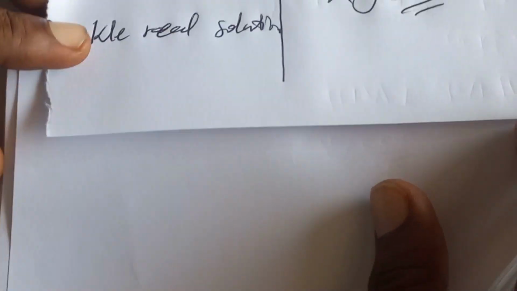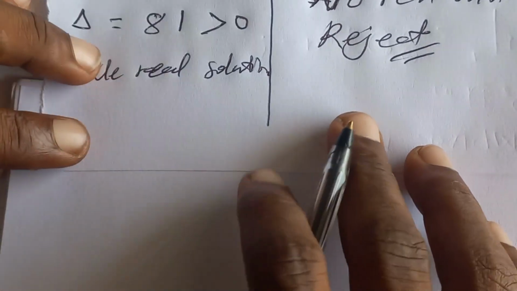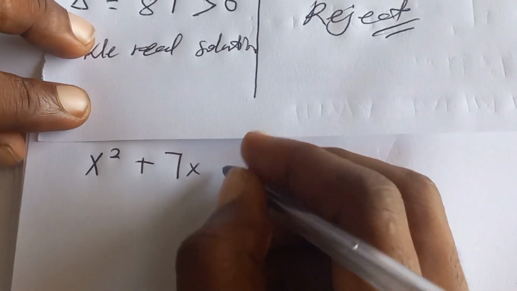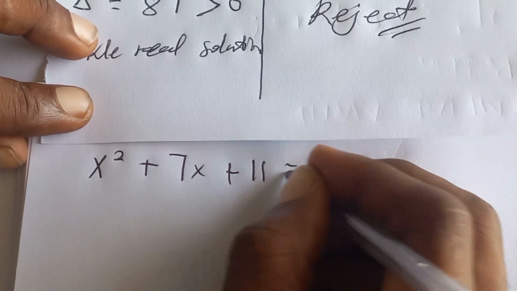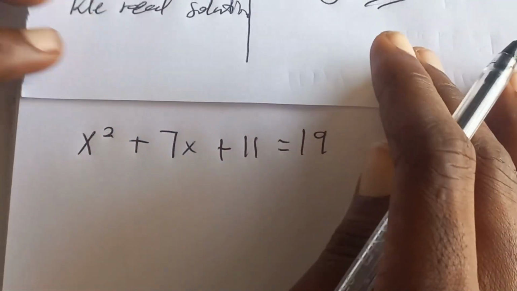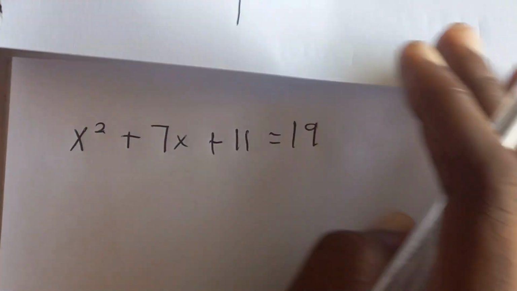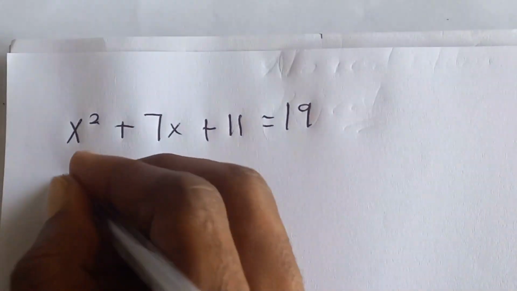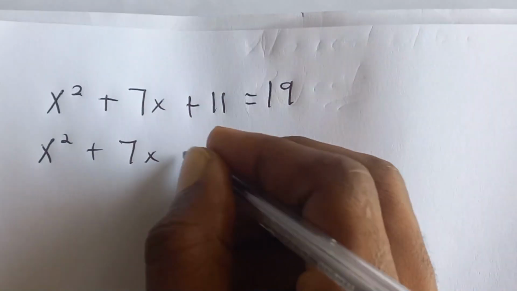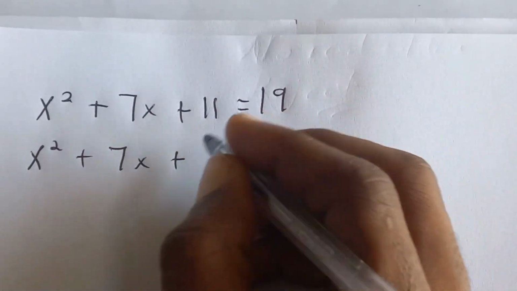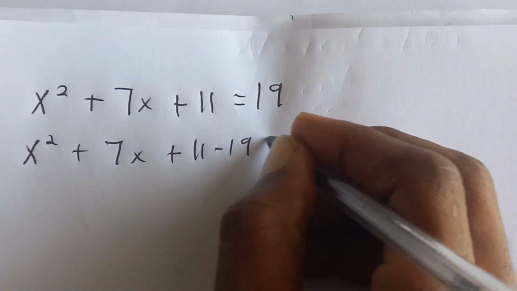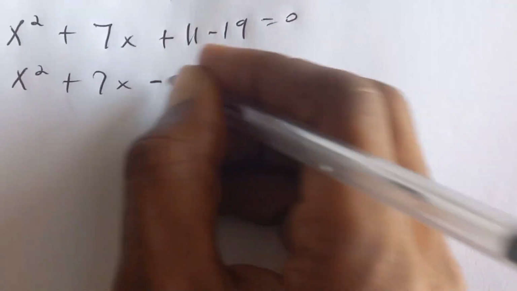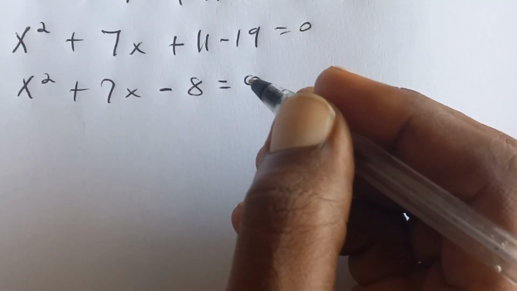So it means that we are going to work with this, which is x squared plus 7x plus 11 equal to 19. Okay. So this is what we are going to work with. We know that x squared plus 7x plus 11 minus 19 is equal to 0. So we have x squared plus 7x minus 8 is equal to 0.